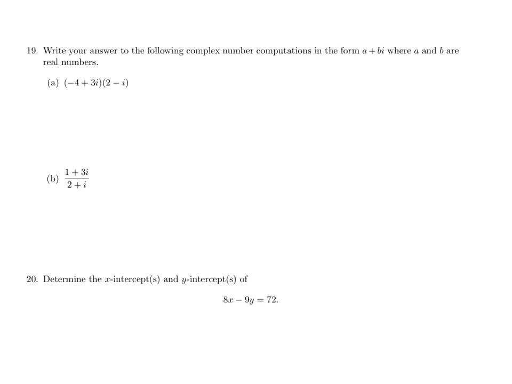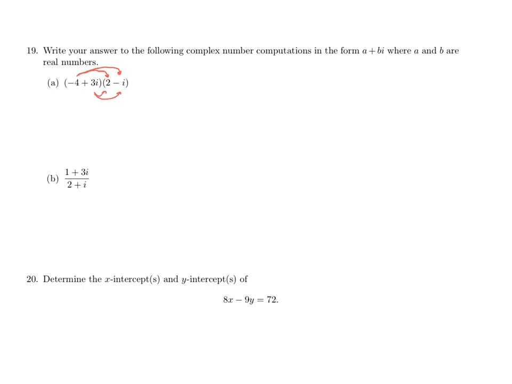Number 19, write your answer to the following complex number computations in the form a plus bi, where a and b are real numbers. So for a, you're just trying to distribute these, so you're multiplying them together. So you're going to distribute the negative 4, and then you're going to distribute the 3i, and then you will combine like terms.